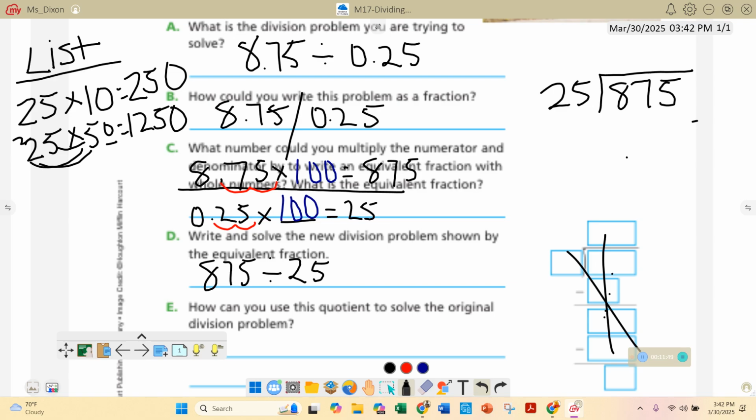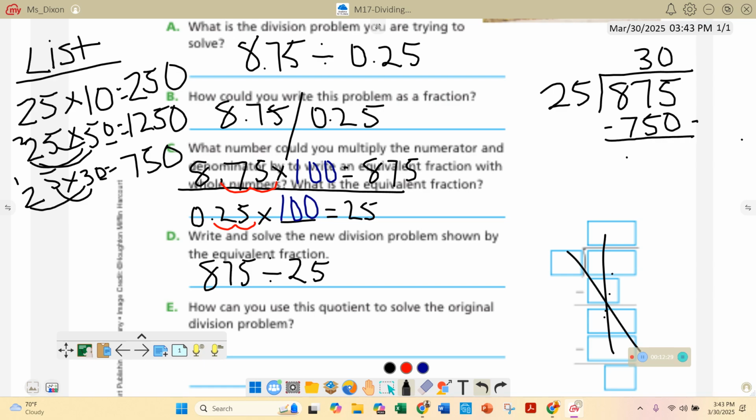How about 30? 25 times 30. Okay, 0. 5 times 3 is 15. Regroup that 1. 2 times 3 is 6. Plus 1 is 7. 750. That's a good one. So let's start with 30. And instead of putting it on the side, I'm going to put it on the top. 30 as my partial quotient. 30 times 25 is 750.